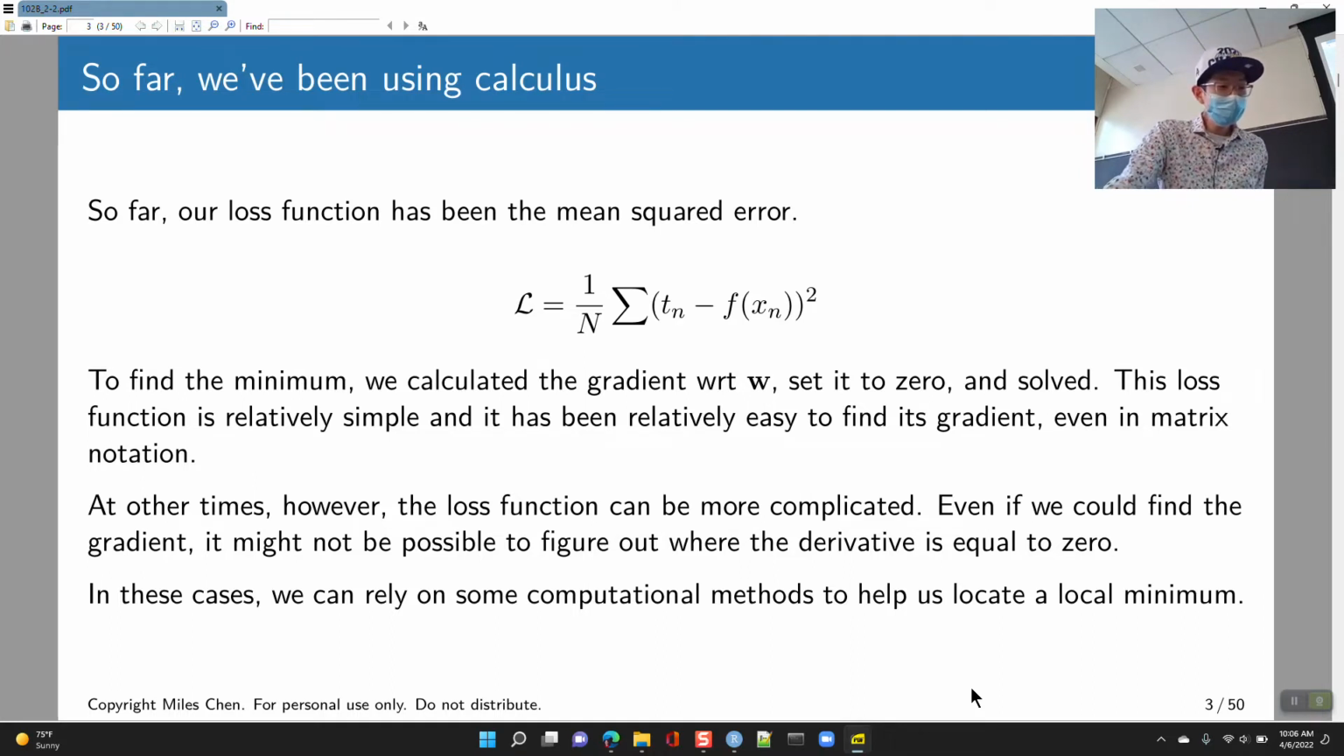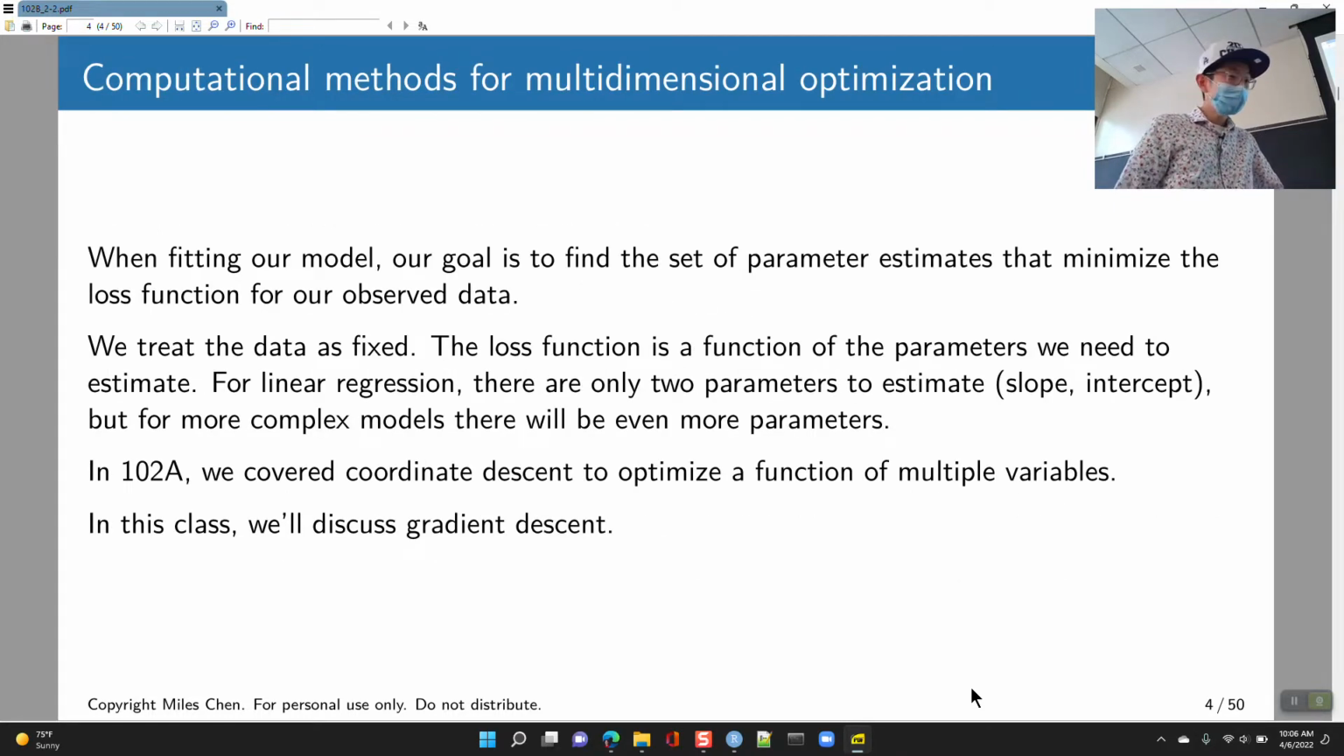When we run into something like that, the way we try to minimize is with an iterative approach or a computational method. We're going to fit our model, and we want to figure out the weights or parameter estimates that minimize that loss function. We always treat the data as fixed. The data comes in, and we're trying to find the weights that optimize for that data.